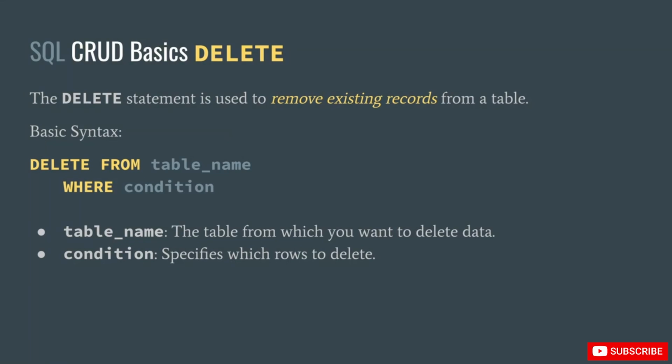The delete statement in SQL is used to remove existing records from a table. Its basic syntax starts with delete from, followed by the table name. We then add a where clause to specify which rows we want to delete. The table name identifies the table we're working with, and the condition narrows down the rows to delete. Without a where clause, the delete statement would remove all records from the table, so it's essential to use it carefully when only specific rows need to be removed.